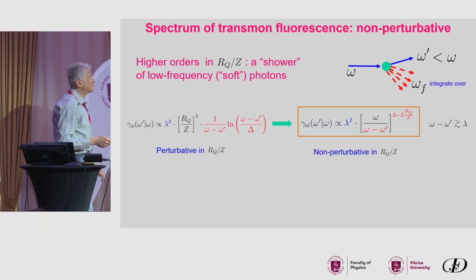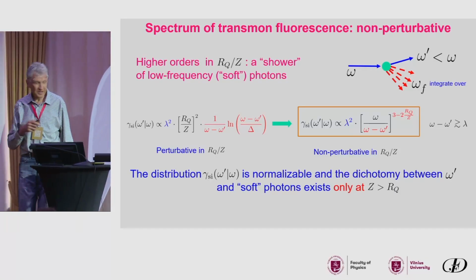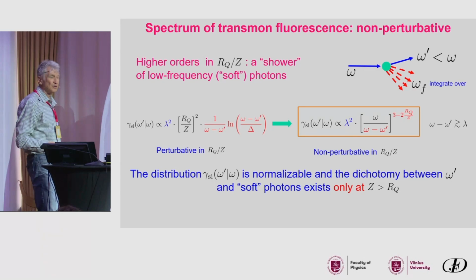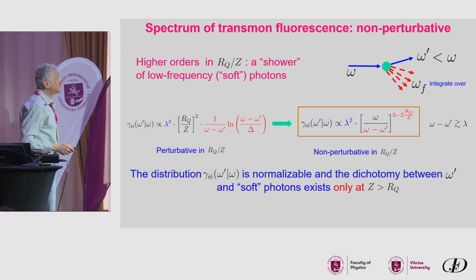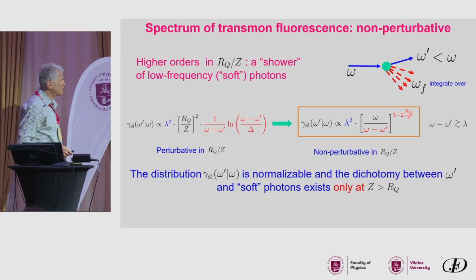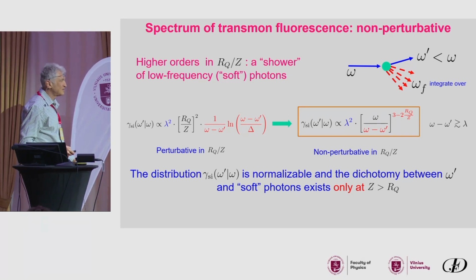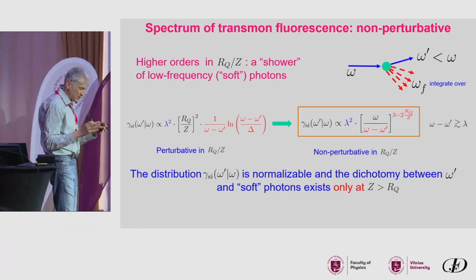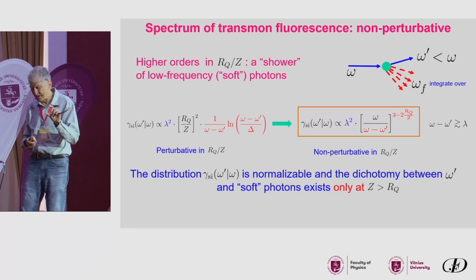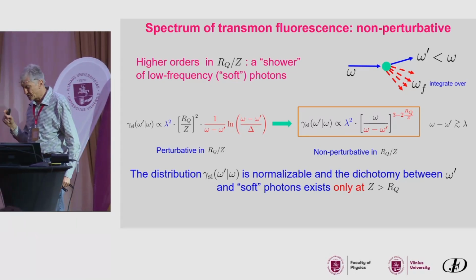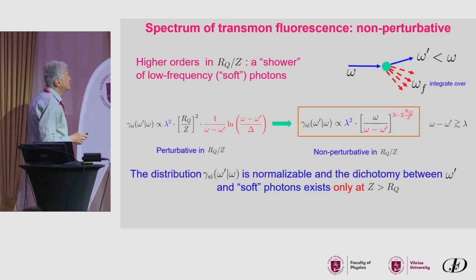Now you must ask whether this dichotomy is really working, and the answer is it is working, but only if Z is larger than RQ. So one needs this high impedance transmission line to allow this result to hold. And in this case, actually, this distribution is normalizable. So indeed, the majority of the inelastic processes occur in a soft channel, so to speak, that the scattering occurs only with small energy loss. So that would be nice to see.